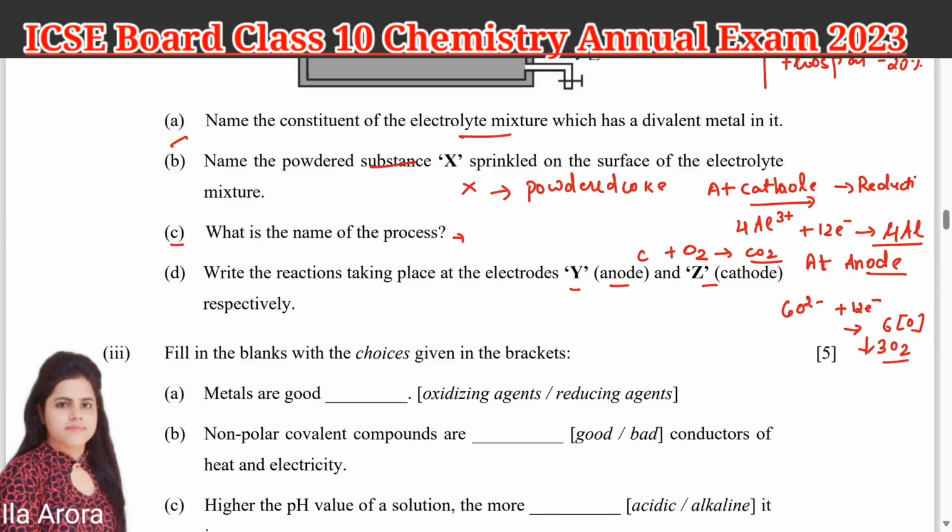Now this oxygen gas will combine with carbon, and that will give you first of all CO, and then it will further react with oxygen to give you carbon dioxide. So this is the procedure.